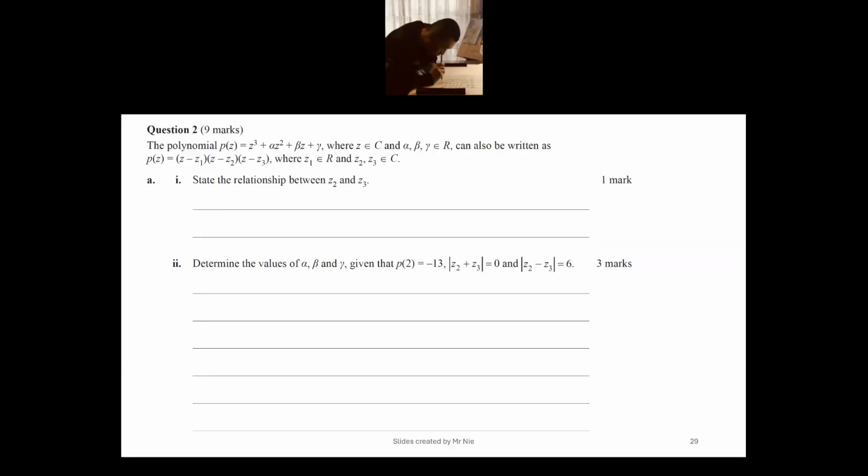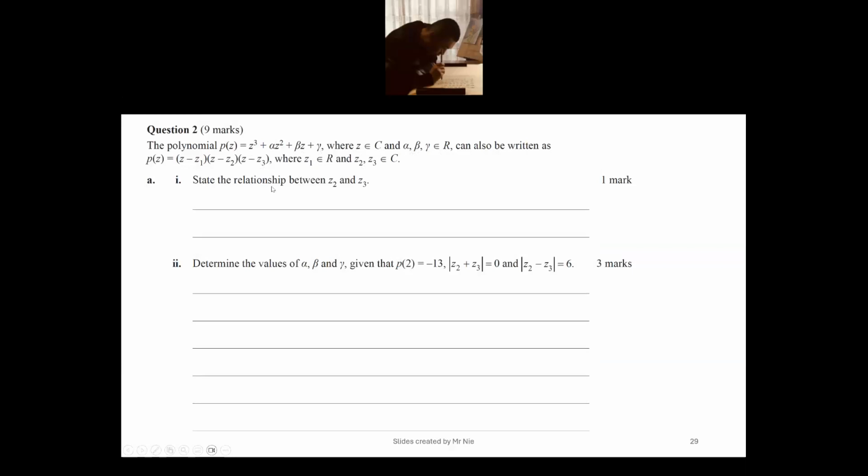Second question is complex number, only 9 marks, but this is a decent complex number question. For example, we look at the polynomial first, which is z to the power 3 plus alpha z squared plus beta z plus gamma. And z is a complex variable, alpha, beta, gamma are real values. It can be written as a factorized form. z1 is a real number, and z2 and z3 are complex numbers.